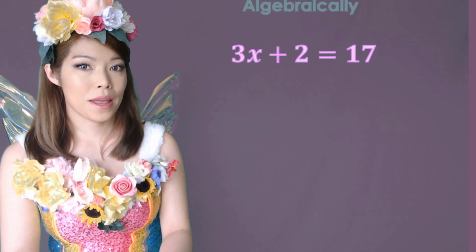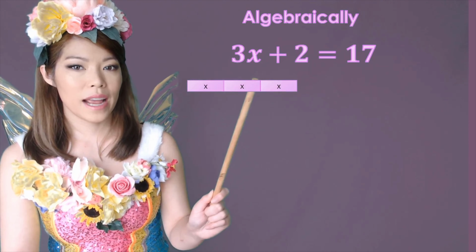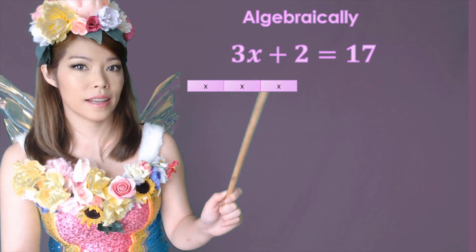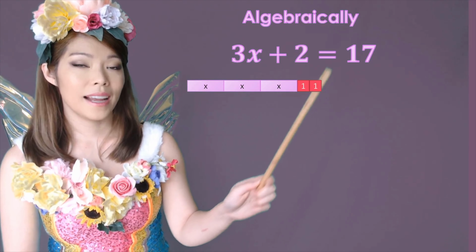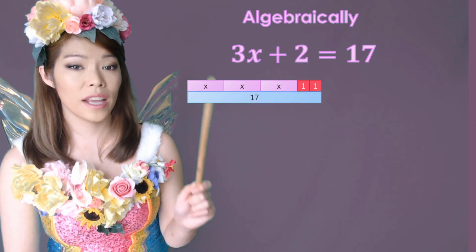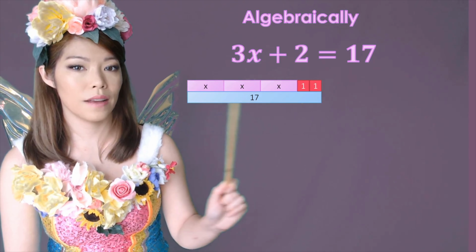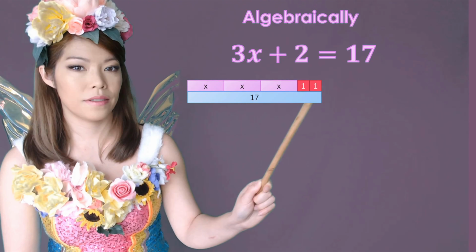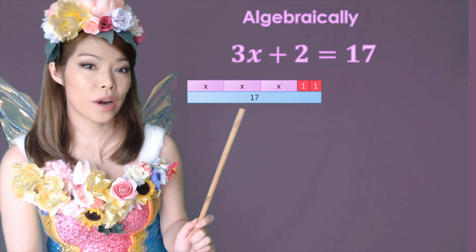Let's do the second method, algebraically. How would we explain this? Well, 3x is 3 bunches of x, and x is an unknown amount, plus 2, so plus 1, 1, is equal to 17. So here I'm trying to represent it with this diagram to help you see that the length of the left side is the same as the length of the right side.